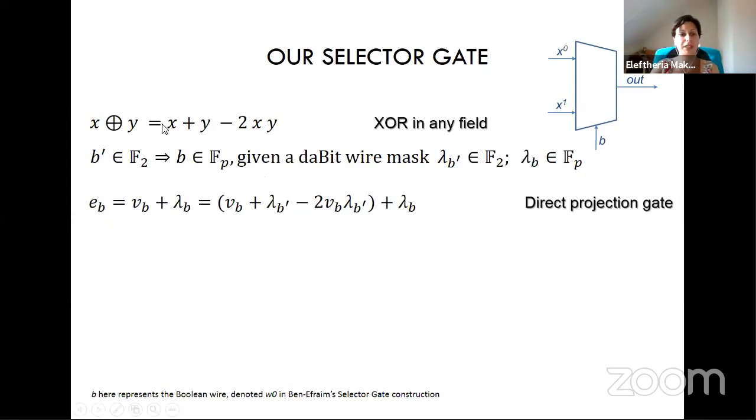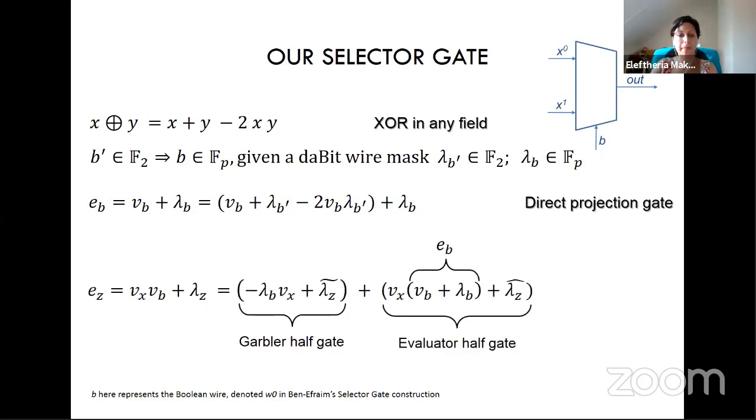Then how do we do this direct projection gate? We exploit the property of the XOR that I showed before, and we simply add the permutation element in FP. That would be the new projected external value. Why is this useful? Because now we don't need p possible values for the external value, but only one. So the evaluator gets either lambda b or lambda b plus 1, but he doesn't know which one he got.